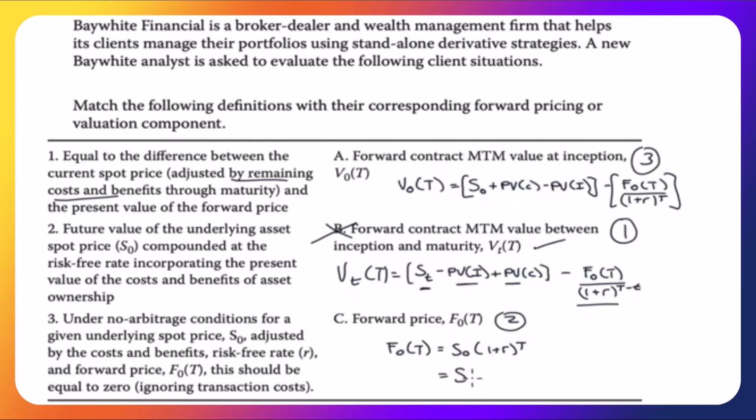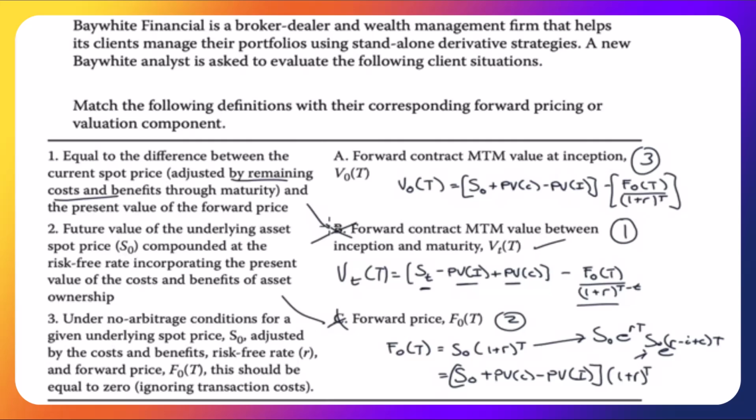We also know it is equal to S naught plus the present value of any costs minus the present value of any income, times 1 plus R to the T, or we could do it as, no, sorry, not 1 plus R, we already have that, e to the RT to match this one, and this one would be e to the (R minus I plus C) T, with S naught in front. So there is this one matched off with number 2.